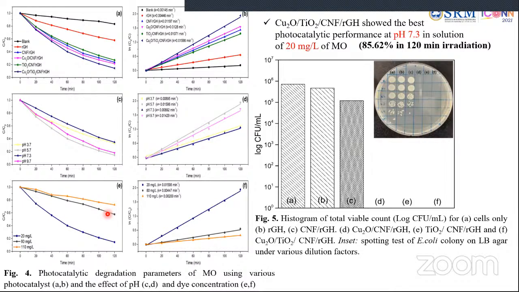So finally, we carried out the antibacterial test, because it's also important in antibacterial effect: the formation of biofilm on the surface of the catalyst will inhibit the catalytic performance.